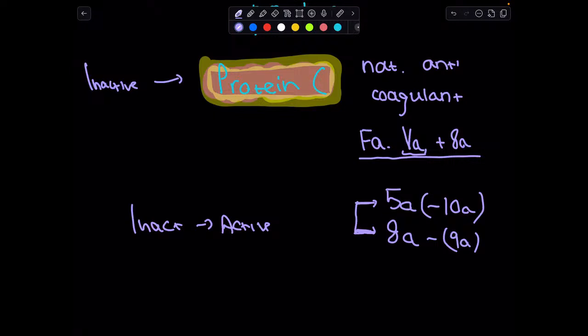Yup, that's correct. Factor VA forms a complex with factor 10A, which is called the prothrombinase complex. Factor 8A combines with factor 9A, forming the 10ase complex. Both are essential for accelerating the clotting cascade. So 8 and 9A 10A's and 5 and 10A? Exactly. 10ase refers to the complex of factor 8A with factor 9A, and prothrombinase is the complex of factor VA with factor 10A. These complexes are crucial for efficiently converting prothrombin to thrombin in the clotting process.